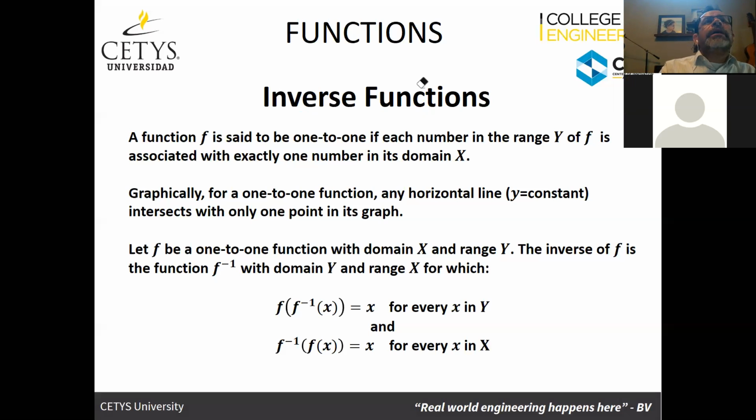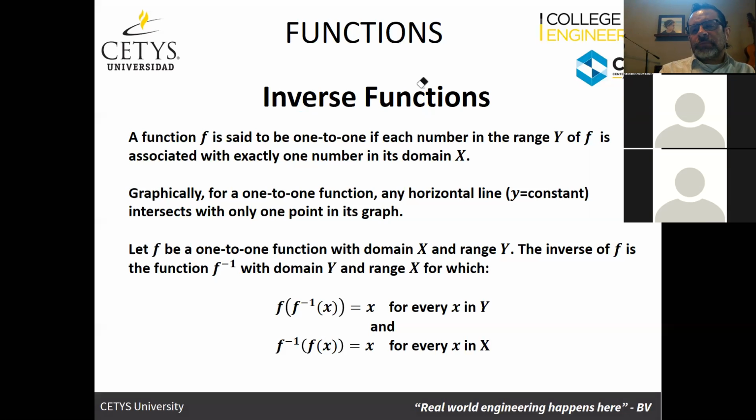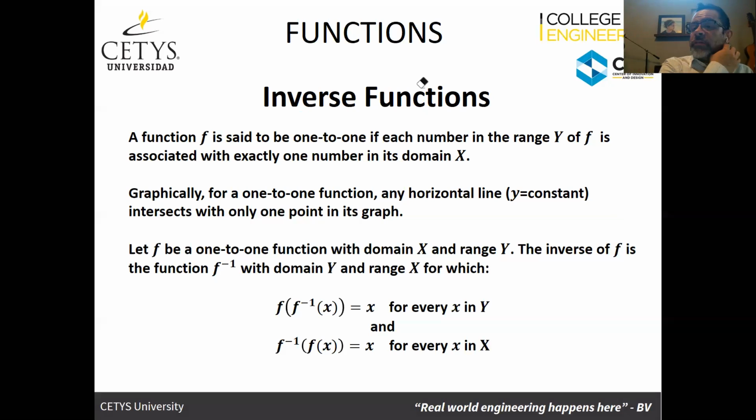Now, can somebody remember how we tested a function? What the graphical test of a function was? The vertical line test. Vertical line test, perfect. So if we have a function and we trace a vertical line in the graph, the vertical line should only intersect in one point, and that means that that's a function.